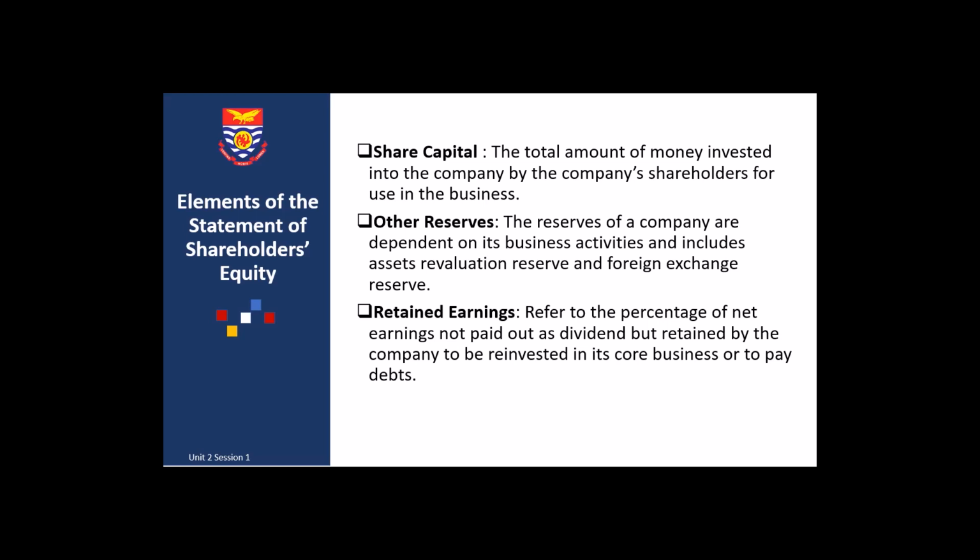There are three key elements of the statement of shareholders' equity: the share capital, other reserves, and retained earnings. Now we'll discuss these three items in detail. The share capital is the total amount of money that has been invested into the company by its shareholders for use in the business.